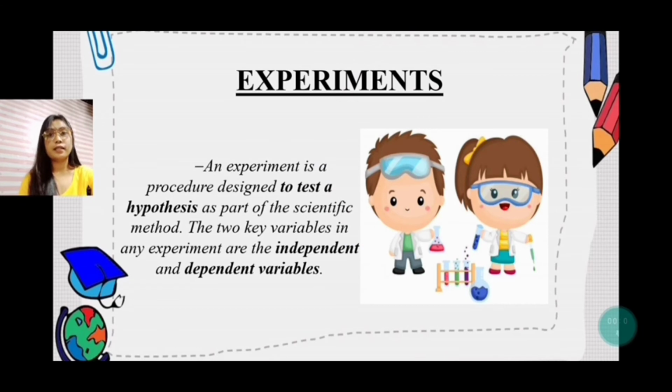The second method is by conducting experiments. An experiment is a procedure designed to test a hypothesis as part of the scientific method. The two key variables in any experiment are the independent and dependent variables. As a review, the independent variable is what you change, and the dependent variable is what changes because of that. You can also think of the independent variable as the cause and the dependent variable as effect.